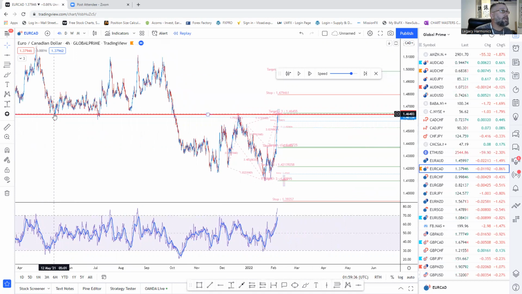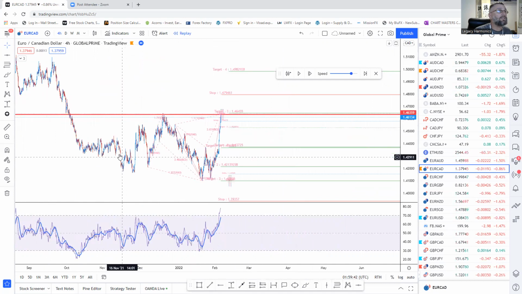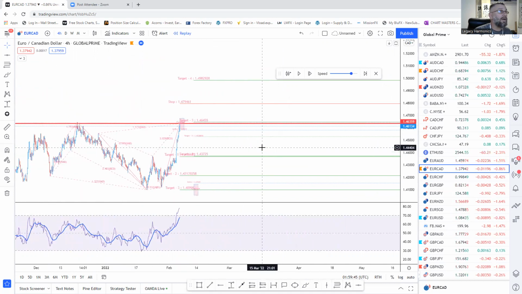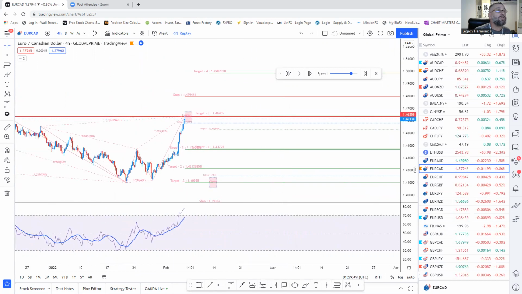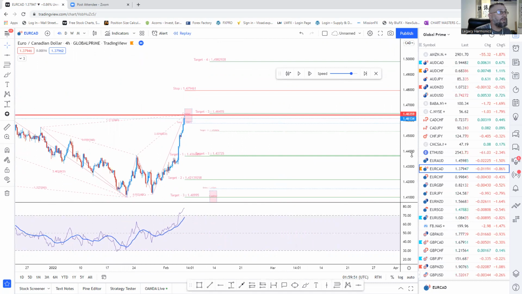Okay, we have a touch of support here, a touch of support here. We broke structure, touch of resistance. We're on our second touch of resistance. So that to me is a valid area to take this trade. Okay, and so number two is what we want to wait for this to come back in.